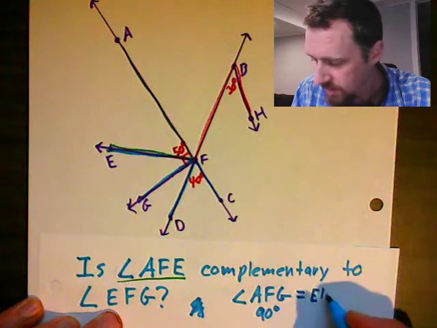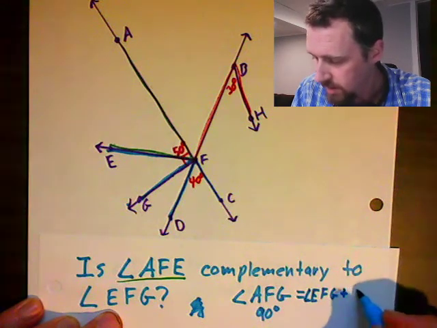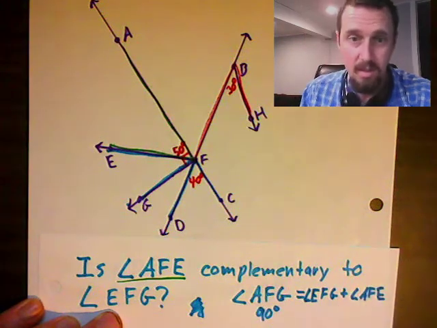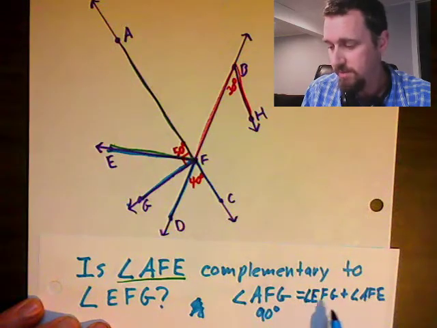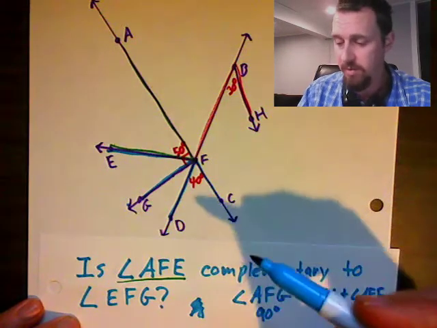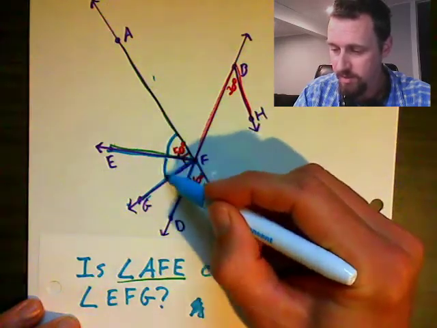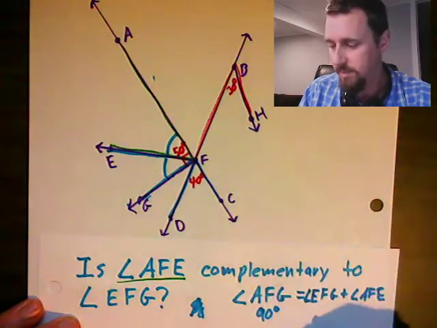So angle EFG plus angle AFE, we know that angle AFG equals EFG plus AFE. That's kind of a mouthful, but look here. This big angle is made up of these two small angles on the inside, so those two angles must add up to 90 degrees.